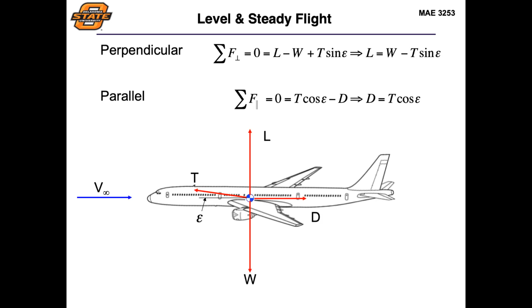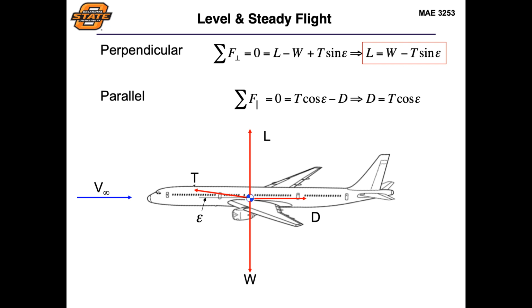Now, in level and steady flight, the first thing we're going to do is look at the forces that are perpendicular to the aircraft. And again, we're assuming that it's level and steady flight, so that means the sum of our forces is going to be equal to 0. So in this case, we have lift minus weight, plus we have a little bit of thrust as well, due to having that thrust line slightly inclined against the direction of velocity of our aircraft. So that gives us then lift is equal to weight minus thrust times sine of that angle of the thrust line. Now in the case where that's equal to 0, this simply reduces to lift is equal to weight, what we've already seen.